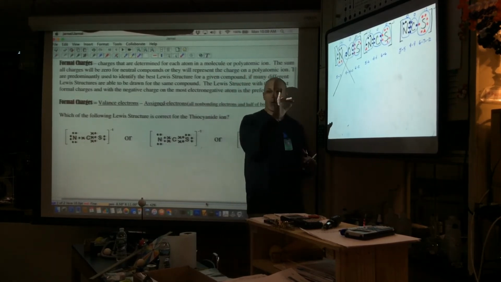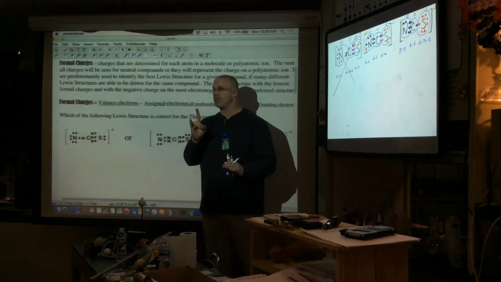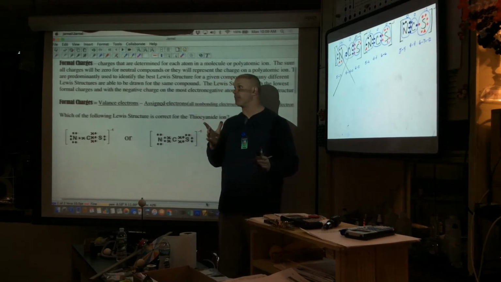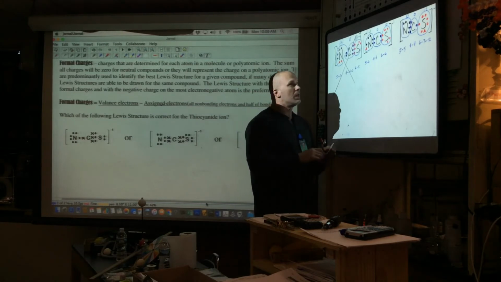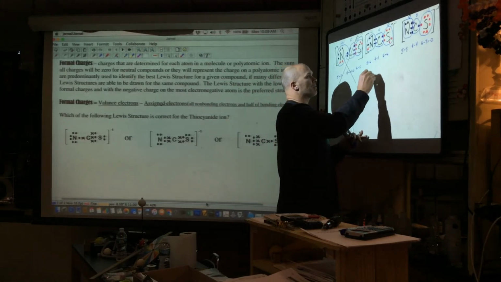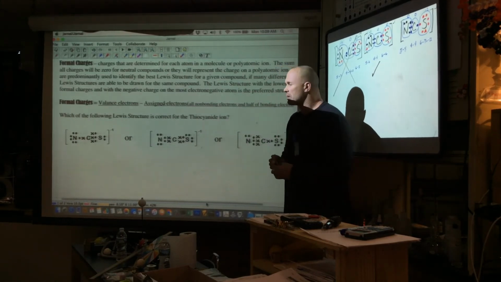And then, if you have to have a negative, that negative must be on the most electronegative atom, which means that's more probable. So this one is the best structure. And that's a skill that's going to serve you well.